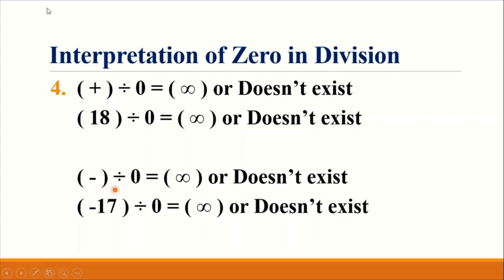When any negative number is divided by 0, answer will be infinite or doesn't exist. For example, minus 17 divided by 0 is equals to infinite or doesn't exist.